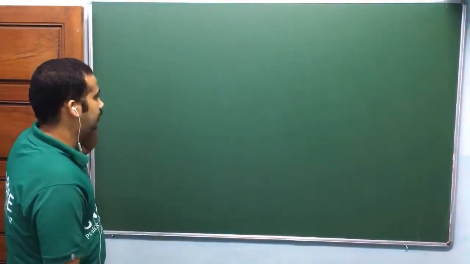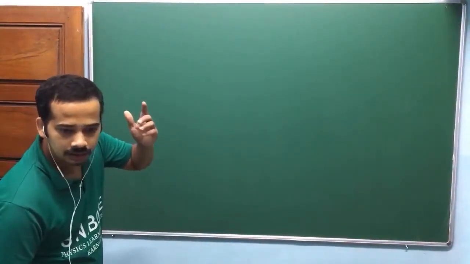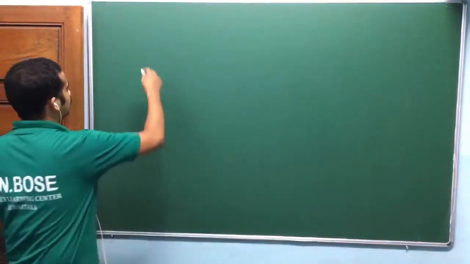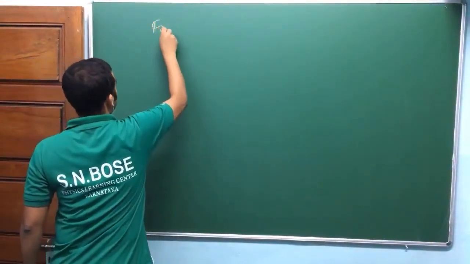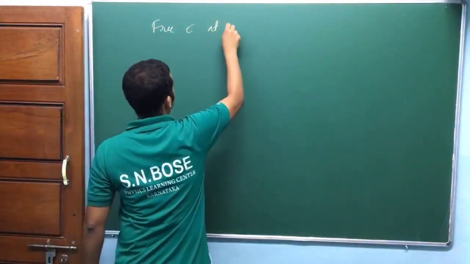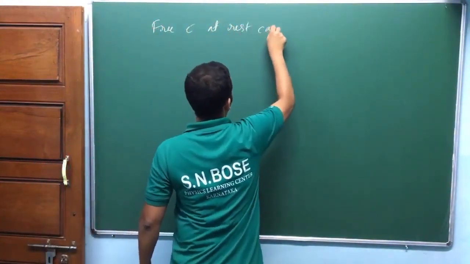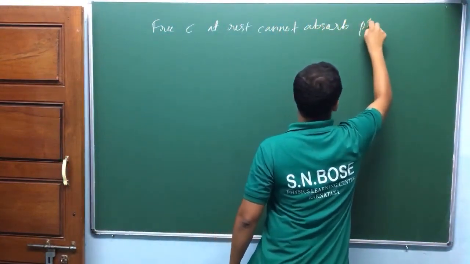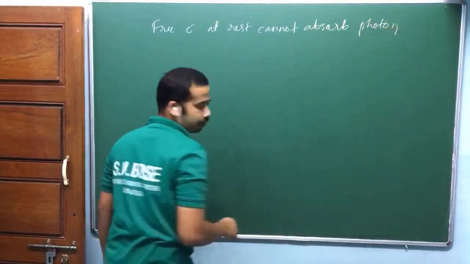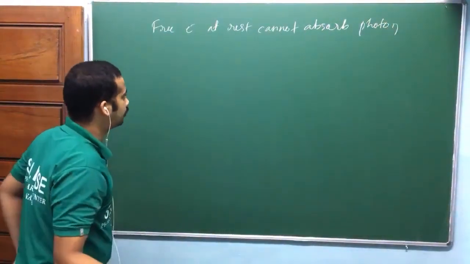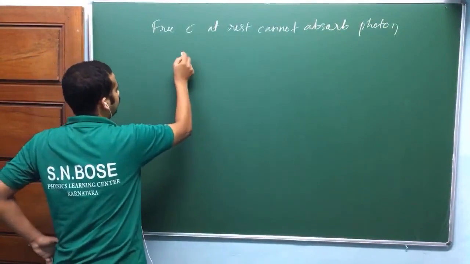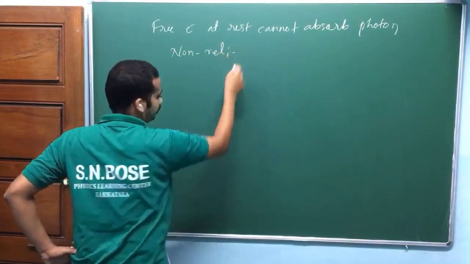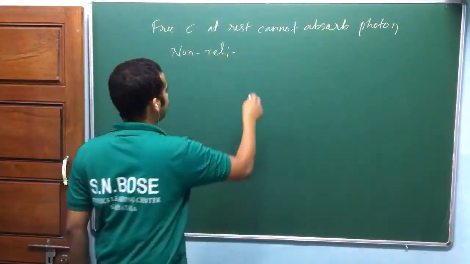Is that okay? Now look here. A free electron at rest cannot absorb a photon. There are two approaches to prove this. I hope you have tried that; let me check your homework later. The first one is non-relativistic. I'll just mention one more book later. It is mentioned very well.